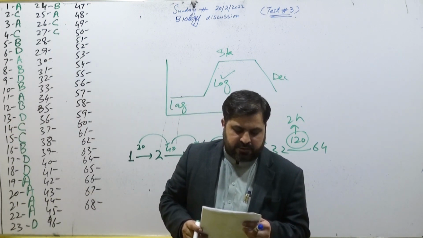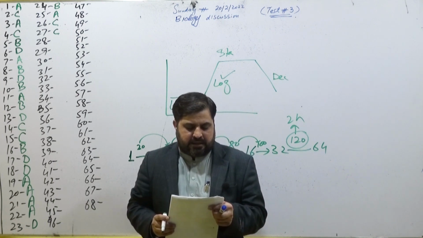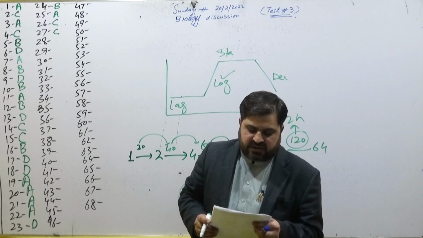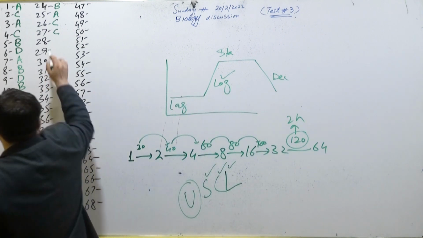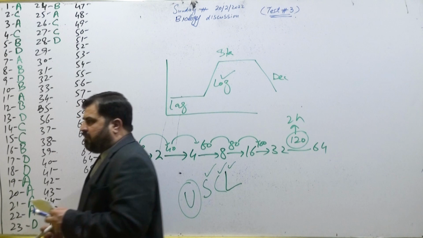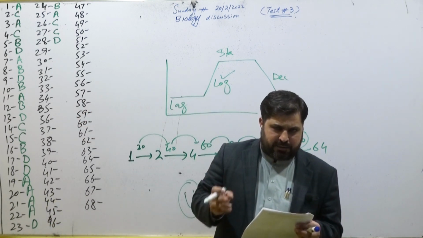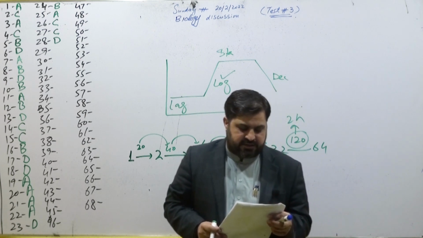Coming toward MCQ number 28, what is a cluster of polar flagella called? That's called Lophotrichous. So option D is correct. If flagella are present on both sides, then we call them Amphitrichous. If they cover the whole body surface, then we call it Peritrichous.